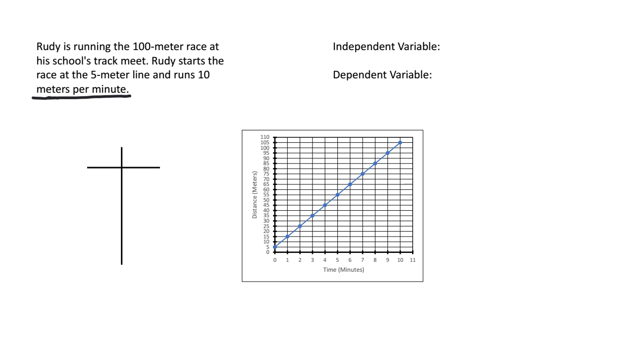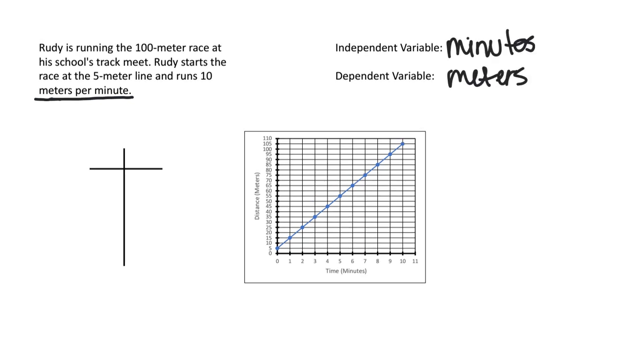So now I have to decide what is going to be my independent, what will be my dependent variable. So our independent variable is going to be the time in minutes, and our dependent variable is going to be Rudy's distance in meters. So because we are talking about time versus distance, I would be able to figure out where Rudy was not only at 1 minute, but also at 2 minutes, 2.5 minutes, 3 minutes, 3.25 minutes, and so on while he is running this 100-meter race. So because of that, we know that this problem is going to be continuous.